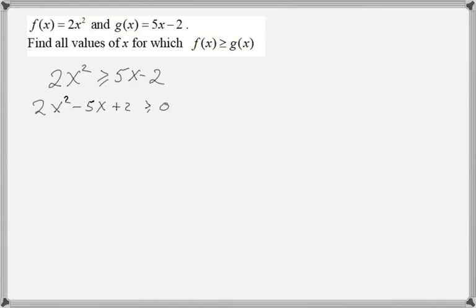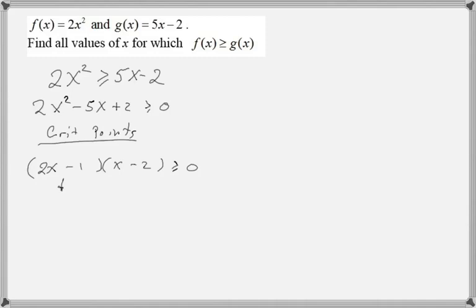Once you have everything compared to 0, you want to look for the critical points. And that's going to happen when the polynomial is equal to 0. So since that's quadratic, I'm going to try factoring this. 2x squared, the only way I can factor that is 2x times x. And then I want to plug in factors of positive 2 that will somehow get me negative 5x. And that's going to require that I do 2x minus 1 and x minus 2. This has to be greater than or equal to 0.